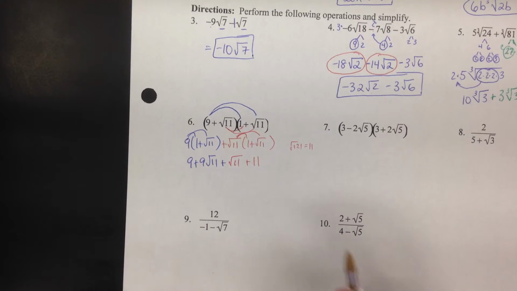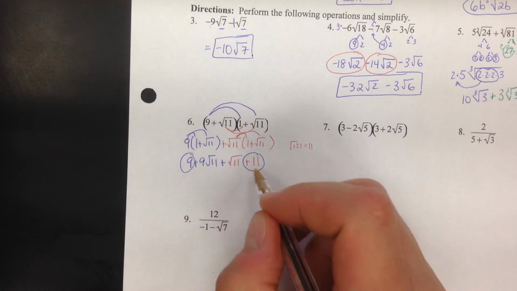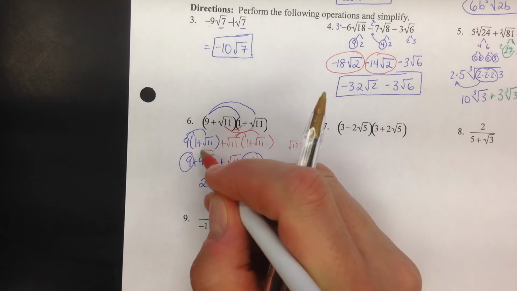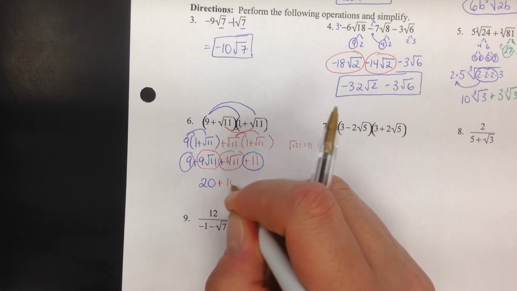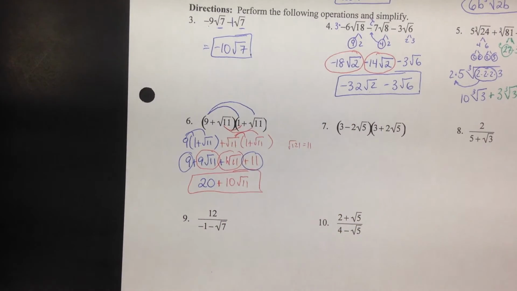Now let's see, can we combine anything? Well, you've got 9 plus 11. Those are just constants. Combine those, we get 20. For the radicals, we have 9 root 11 plus 1 root 11. So that's plus 10 square root 11. And that's as far as we can take it.